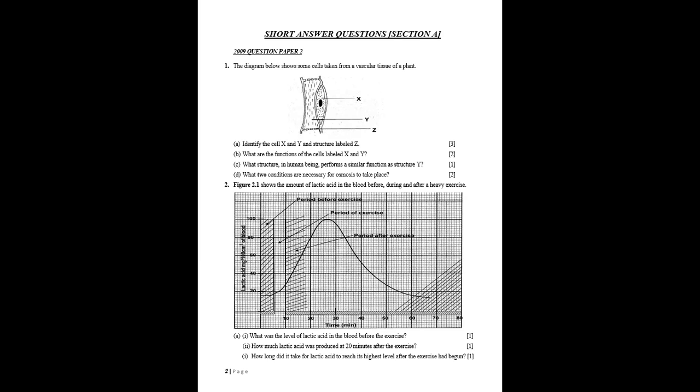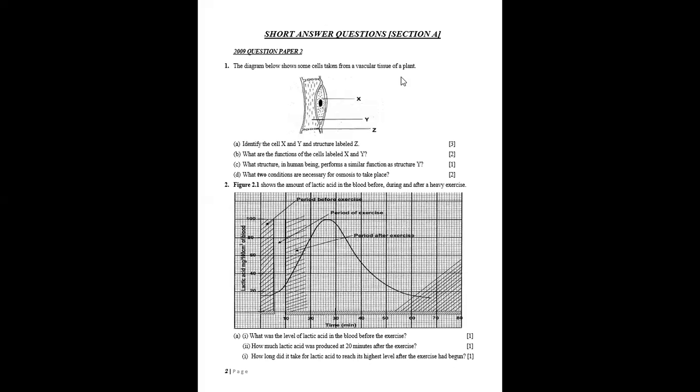What structure in a human being performs similar functions as structure Y? Blood vessels. That's the answer. D, what two conditions are necessary for osmosis to take place? Number one, there must be two regions separated by a selectively permeable membrane. Number two, there must be a difference in concentration of solution on the two sides. Those are the conditions.